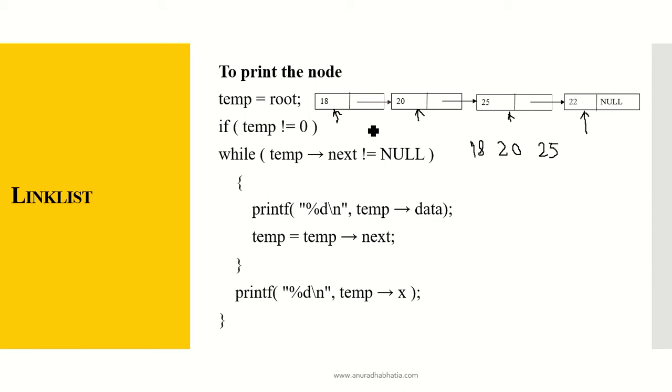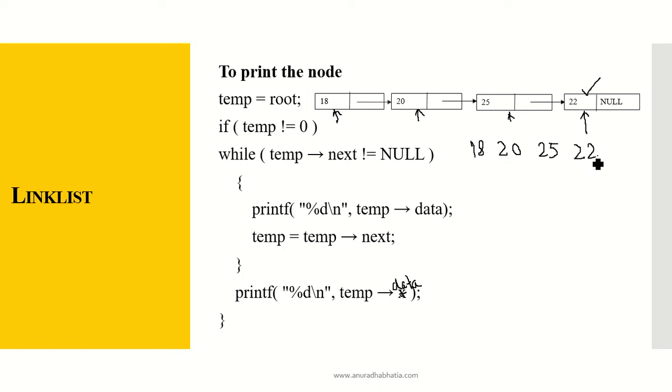So now it says while temp pointer next is not equal to null, but this is equal to null. So how do I print this data? So we say printf %d temp pointer data. So when we say printf temp pointer data, this will print 22 over here. This is how we print the complete linked list.